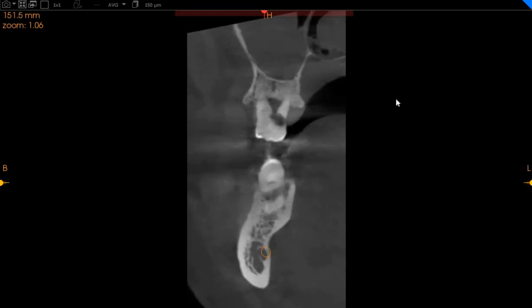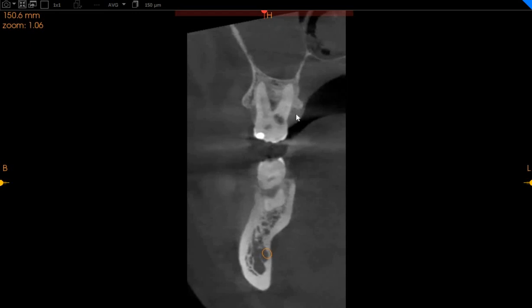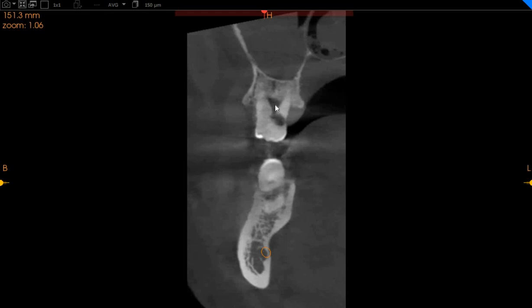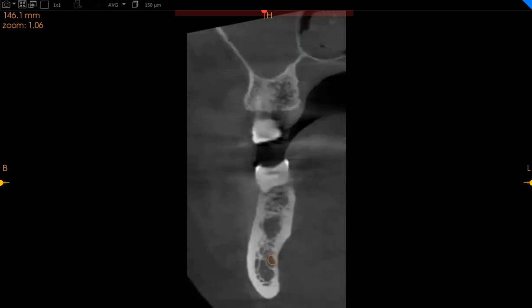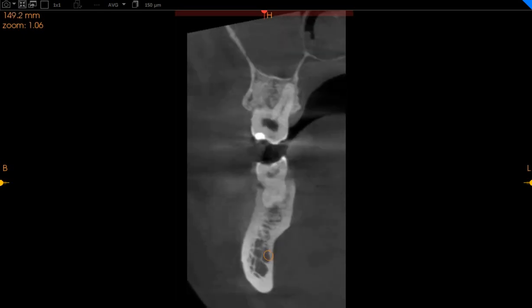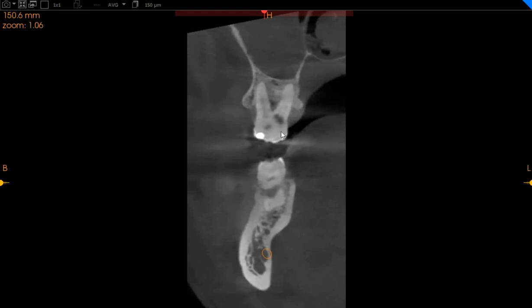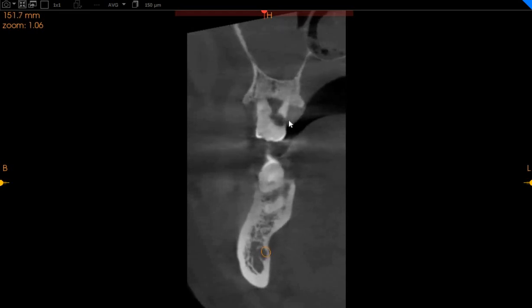Moving to the upper right 7, the upper right 7 unfortunately has a lesion present in the distal area involving the furcation as well. We've got a lesion which is involving the palatal as well as the distobuccal canal, and we can see extreme bone loss here as well. So just to give you an idea, this is the upper right 7. The upper right 7 has a distal lesion which is encroaching into the nerve space as well, and it is quite significantly invading the architecture of the tooth.